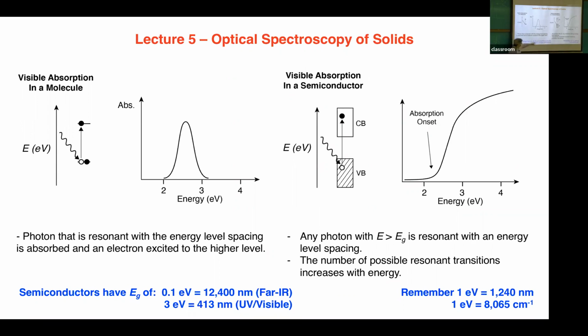Semiconductors have gaps between about 0.1 and 3 electron volts. Okay, so that's a pretty wide range of energies. At 0.1, you're talking about 12,000 nanometers. So you're out in the far infrared here, way beyond where you measure an FTIR spectrum generally. 3 eV is right at the edge of the visible, right around ultraviolet wavelength. So pretty wide range of that gap. Each one of those materials will have a different onset in energy space.